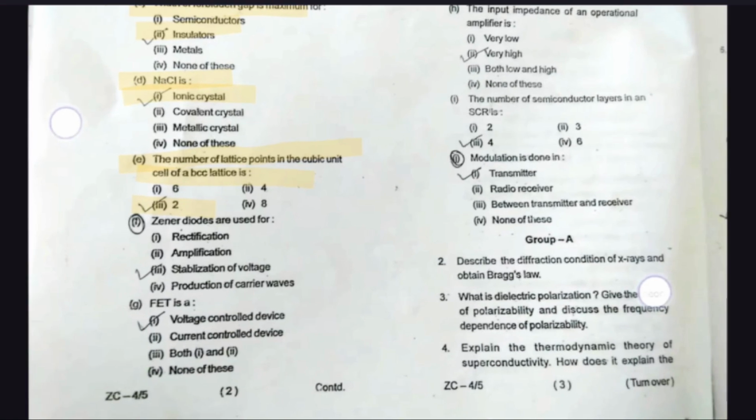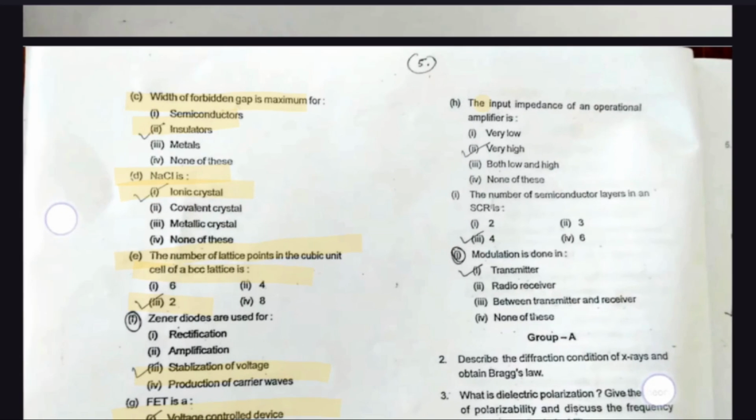Zener diodes are used for stabilization of voltage. UJT is a voltage controlled device. The input impedance of an operational amplifier is very high. So very high is correct. And question number I, the number of semiconductor layers in an SCR is 4, and modulation is done in transmitters.